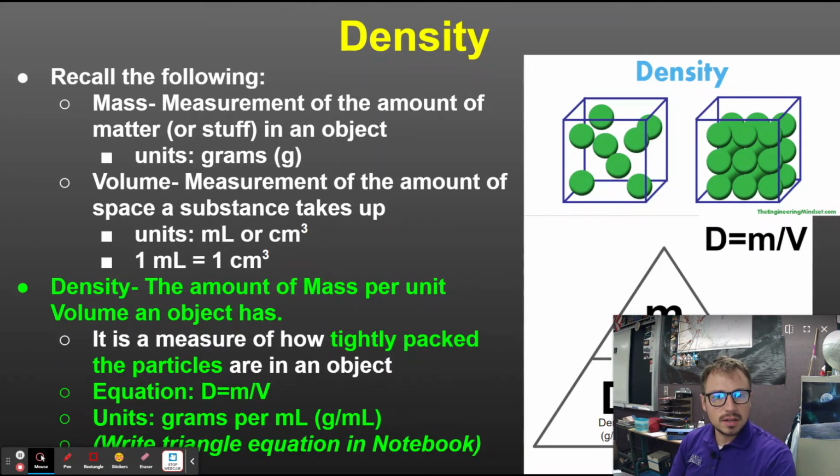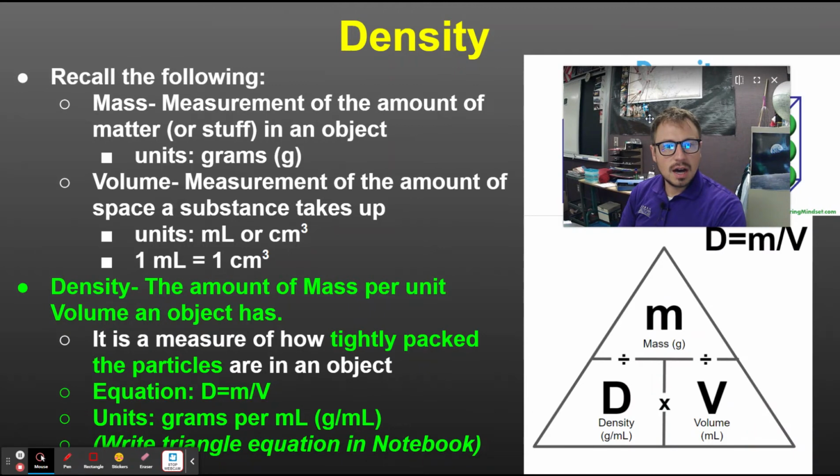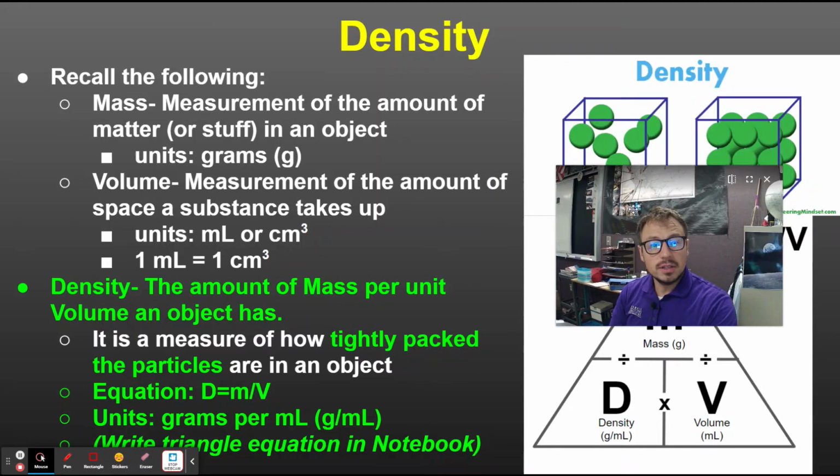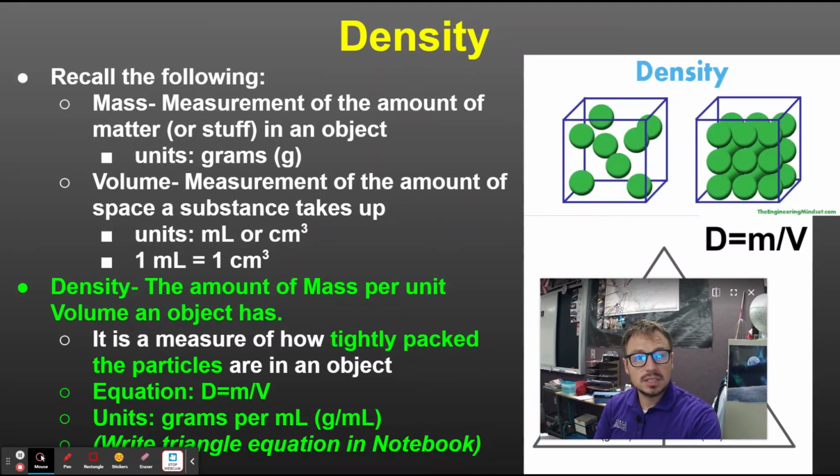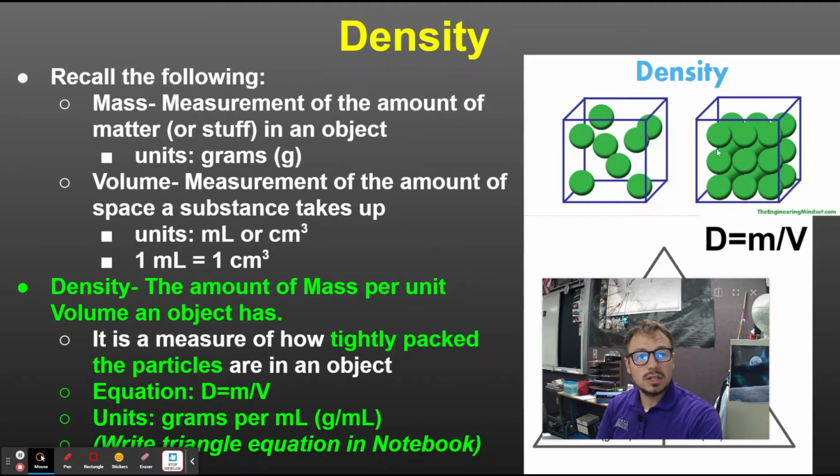There is this triangle here that you can use. Just cover up the variable that you're trying to find. If you cover up density, what's left is mass divided by volume. If you're looking for volume, cover up volume, and you have mass divided by density. If you're looking for mass, cover up mass, and you get density times volume. This is a good representation of what density is. You can see here, the one on the right has particles that are more tightly packed. It is more dense than the one on the left.